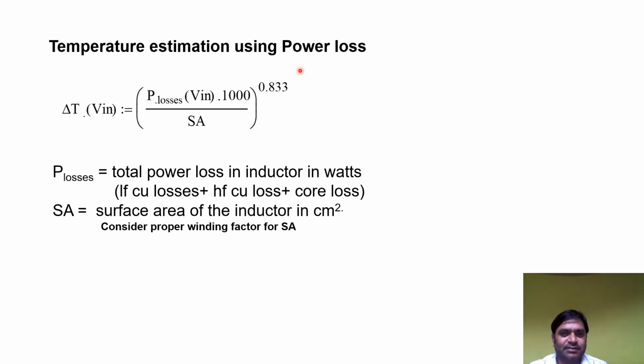Next is the temperature estimate using power law. Until you build the components and use them in the actual system, you cannot take the measurement. But while designing, you can do certain calculations. So how can you calculate the temperature rise using the power losses? This is the formula. It will tell you the expected temperature rise above ambient. Delta T will be P loss times 1000 divided by the surface area, to the power of 0.833. By using this formula, you can easily calculate the expected temperature rise.